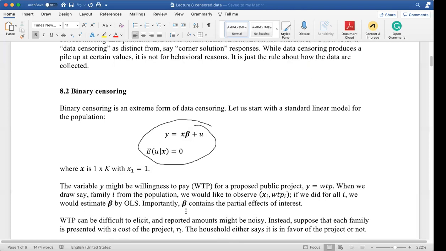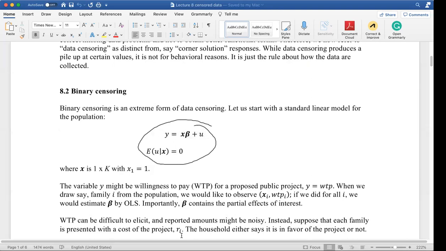Of interest primarily to us is beta, which contains the partial effects of interest. Beta gives us the partial effects of the x of i's. But in the real world, willingness to pay can be difficult to elicit, and reported amounts might be noisy. Instead, suppose that each family is presented with the cost of the project, r sub i. r sub i can vary across households. It need not be the same for all households.